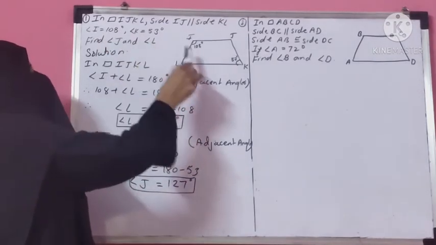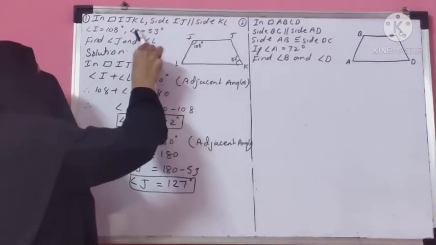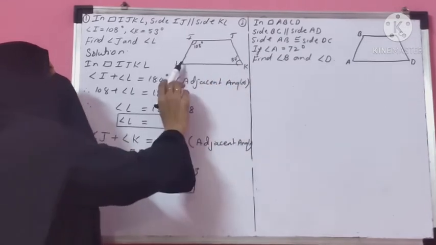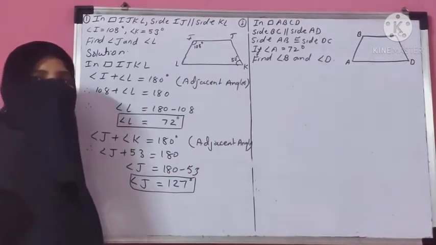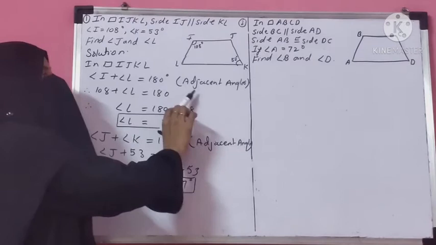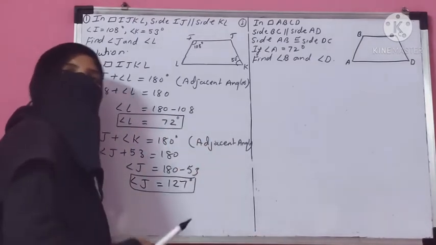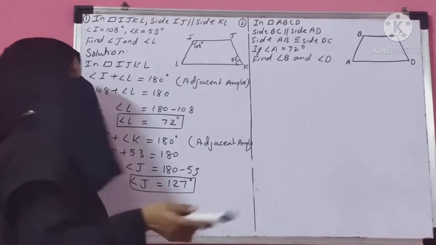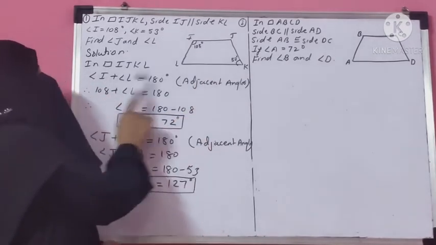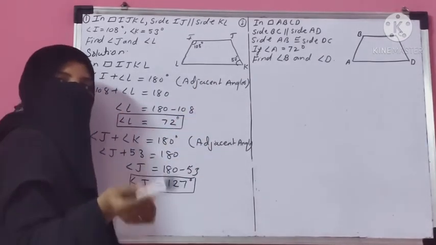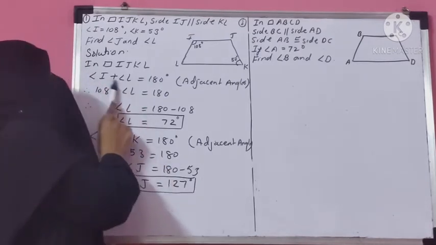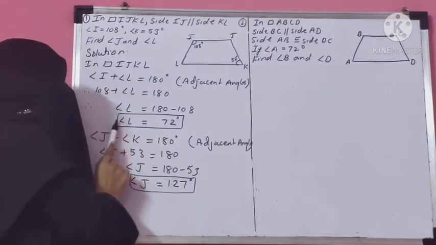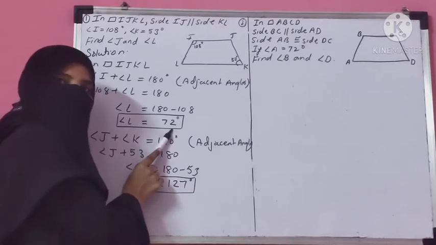Here angle I is given to you as 108 degrees and angle K is 53 degrees, and you have to find angle L and angle J. So here I applied the concept that adjacent angles of a quadrilateral are supplementary. Angle I and angle L are adjacent angles, so they are supplementary, that means their sum is 180. So angle I plus angle L is 180, and here you get the value of angle L as 72 degrees.